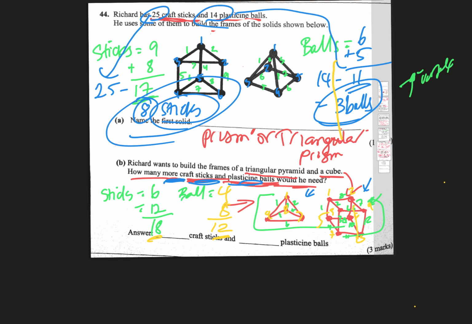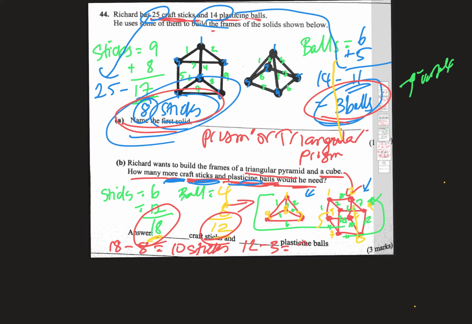So now that we know we need 18 for both of them in terms of sticks, and we need 12 for both of them in terms of balls, what we have to do is subtract how much we already have. What we found out is that we already had 8 and we already had 3. So 18 minus 8 will give us 10 sticks, and 12 minus 3 will give us 9 plasticine balls. So the answer for this question is we need 10 sticks and we need 9 plasticine balls.